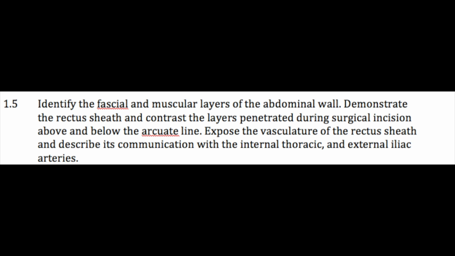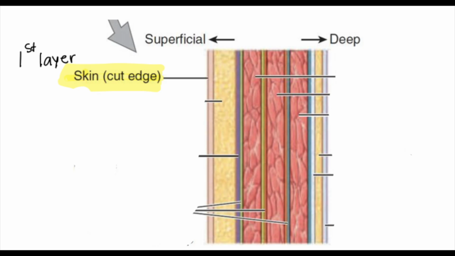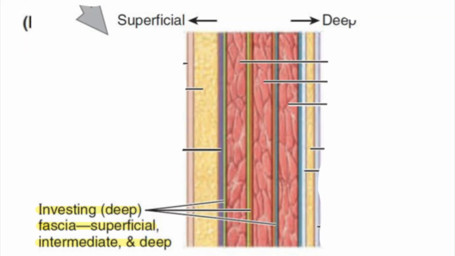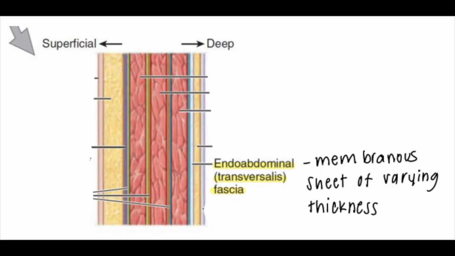Welcome to Objective 5. The first thing we're going to talk about are the fascia layers of the abdominal wall. The first layer is the skin, which is the outermost layer. This is followed by subcutaneous tissue, where inferior to the umbilicus there are two layers, the fatty Camper's fascia and the membranous Scarpa's fascia. Next is the epimysium, which covers muscles of the abdominal wall and their aponeuroses. And the last layer is the endo-abdominal fascia, which lines the internal aspect of the abdominal wall.